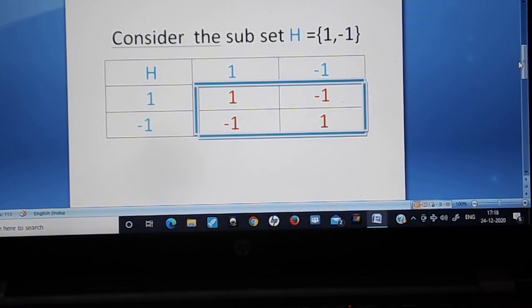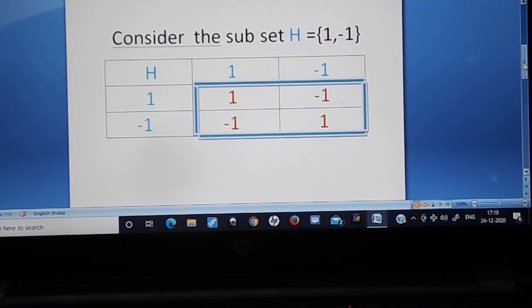What are the entries in the table? 1 and -1. That is, all the entries are elements of H and also elements of V4 as well, isn't it? That is, H is closed with respect to the operation multiplication defined in V4. Okay. Now what about the associativity for H?